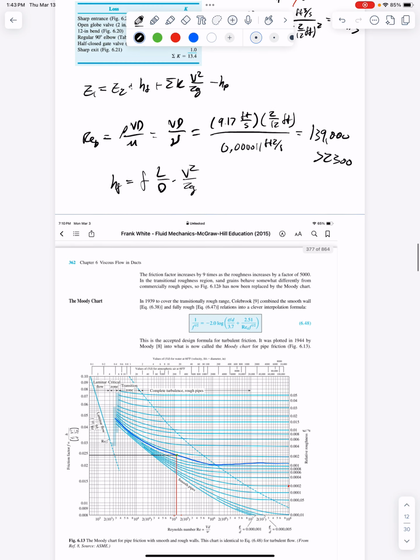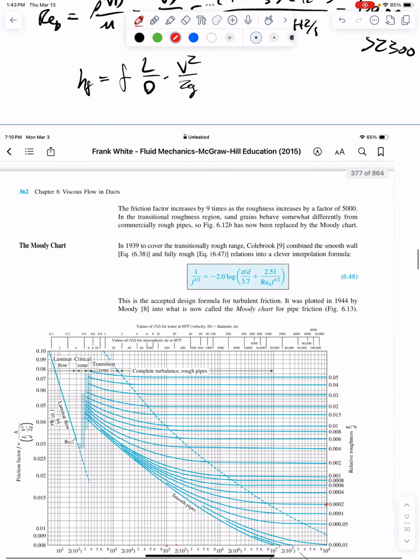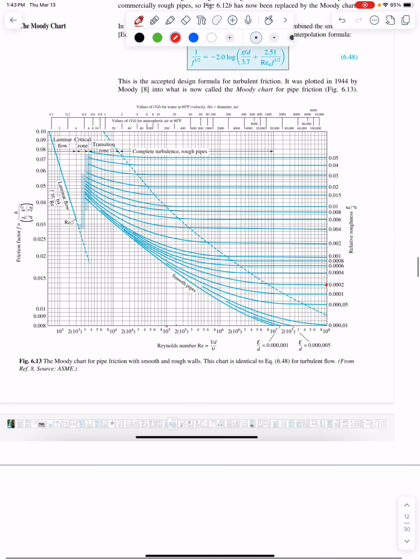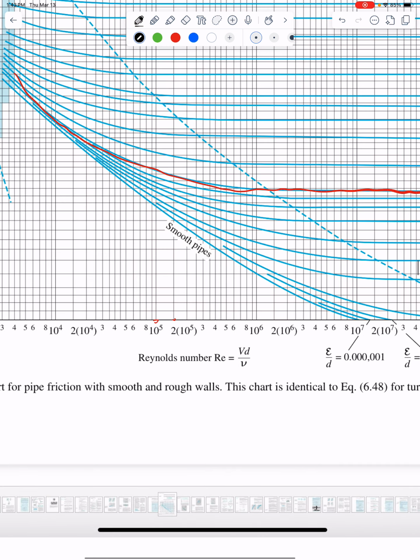Okay, so let's go through the process again. I'm working with a relative roughness of 0.001, so that means I'm along this line here. My Reynolds number is 139,000, so obviously I'm between 10 to the power 5 and 2 times 10 to the power 5. I'm between these two points once again, but slightly further down, so somewhere around here, maybe. And as you see, I intersect right there.